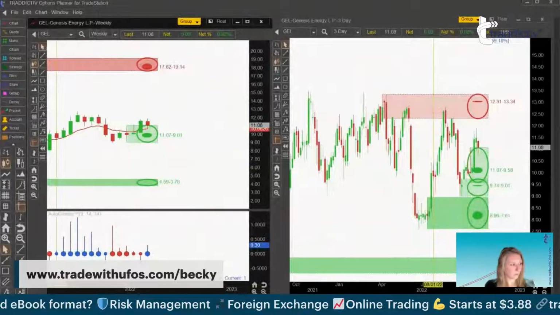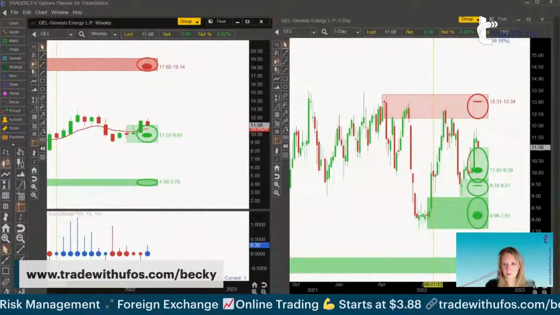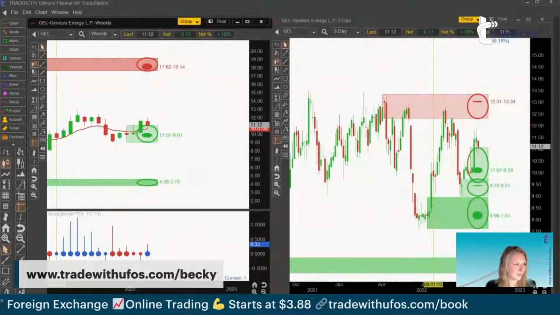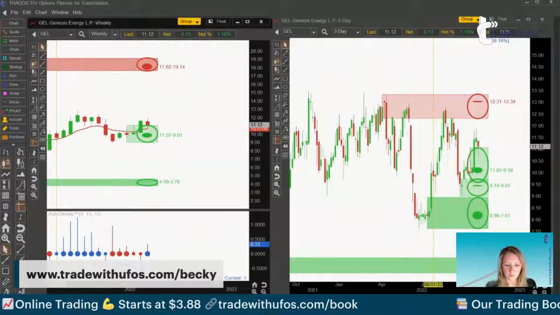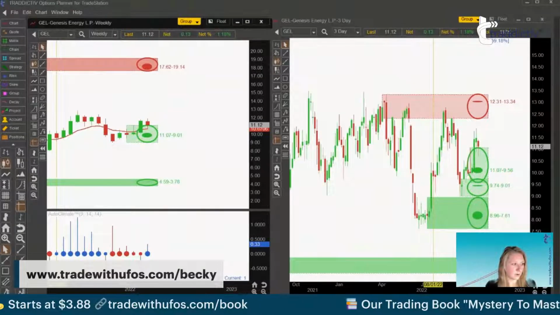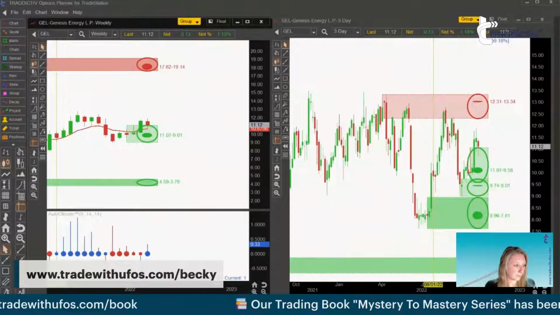So what I thought might be a slow day today, and now we've got a few different, it's a 3-day chart we're looking at here, quite a few different trades that we're looking at. So let's go and have a look.